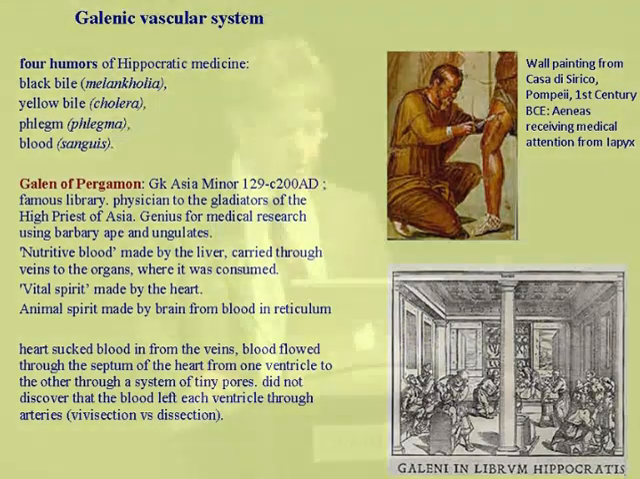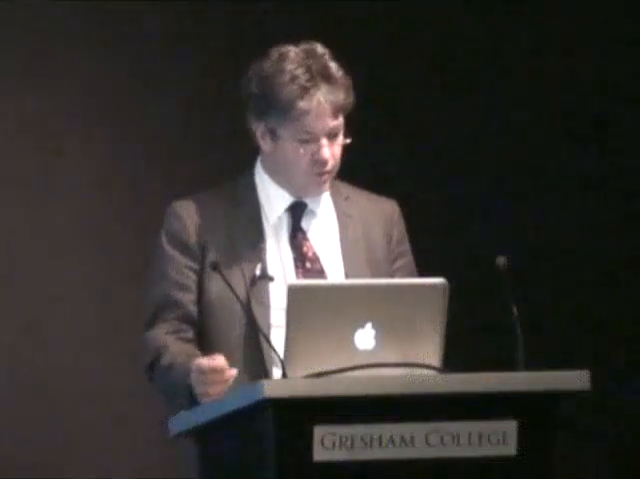And he had a theory that nutritive blood was made by the liver, and it was carried through veins to the organs where it was consumed. And then there was a vital spirit made by the heart, which went through the otherwise empty arteries, and an animal spirit made by the brain, derived from blood, which came in the reticulum, a series of blood vessels that are found in animals, but as we've discussed in a previous lecture, not in man.